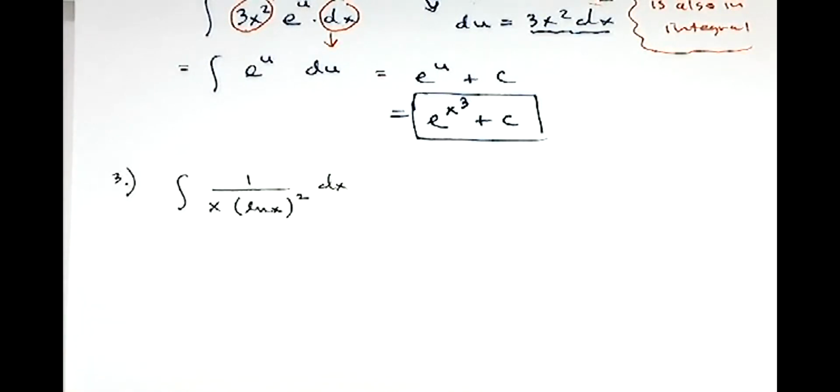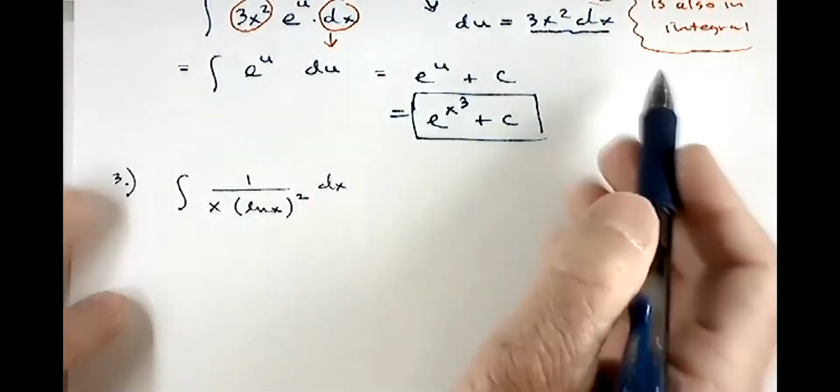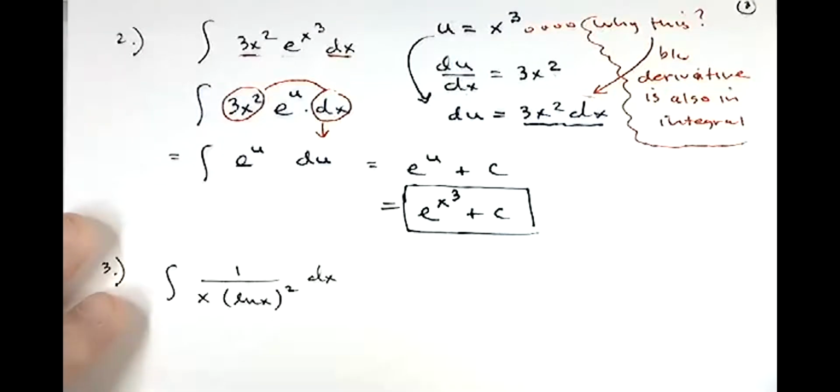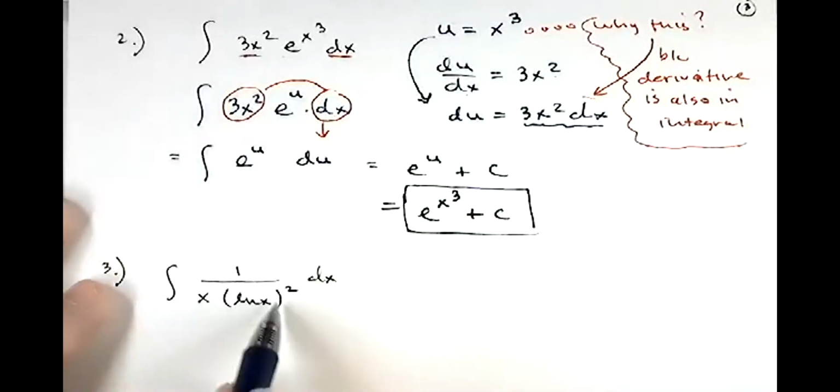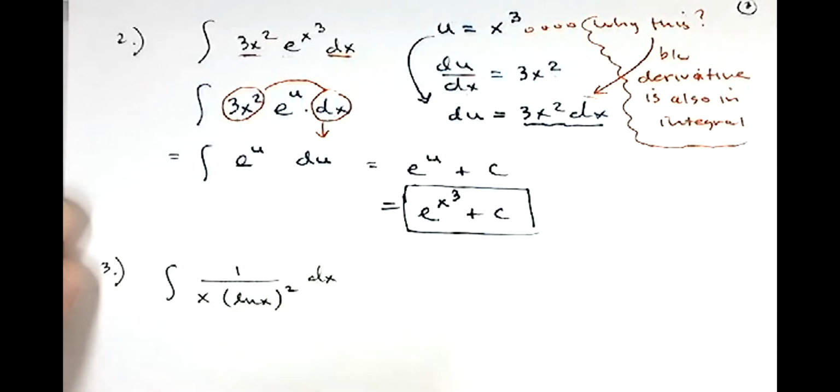Okay. So with that in mind, if how you should be choosing your u is that the derivative shows up somewhere else, whenever I see an ln of x in an integral, what do I hope to see somewhere else?